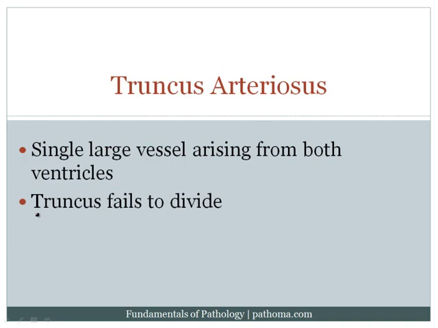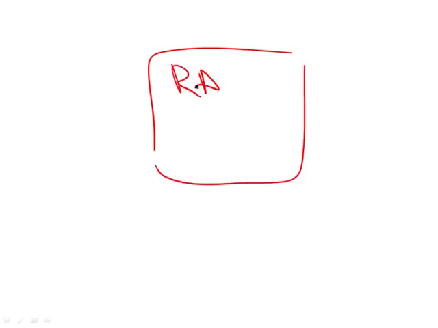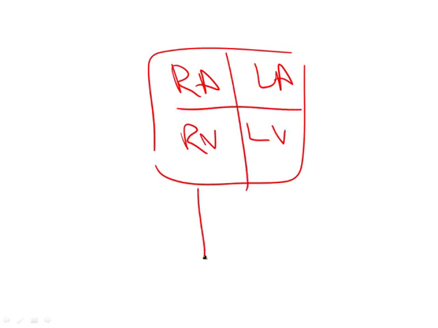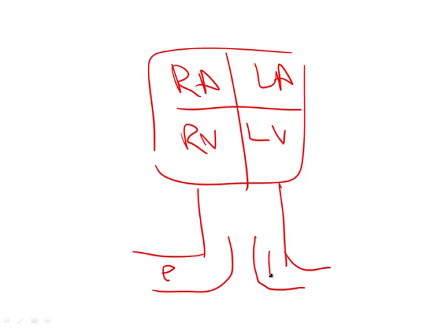Truncus arteriosus is when you have one large trunk arising from both ventricles, and that's because the truncus fails to divide. So here's the idea. We've got our standard right atrium, right ventricle, left atrium, left ventricle, and the idea here is that you've got this large trunk coming off both ventricles. Now, of course, this will eventually divide into the pulmonary circuit, and this will eventually divide into the aorta. However, what's going to happen is that the deoxygenated blood coming from here is going to mix with the oxygenated blood coming here, so that you're going to send some deoxygenated blood down this way. And so that's going to result in early cyanosis.